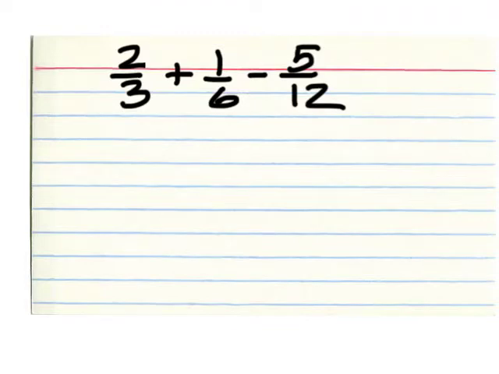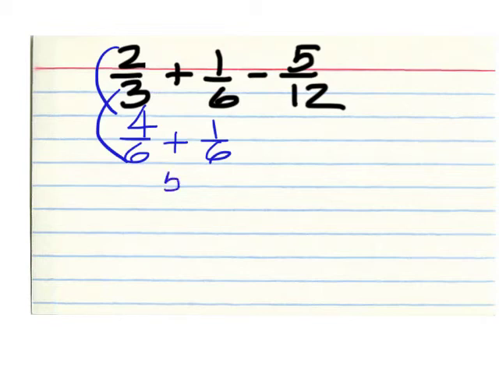Practice 2 solution. We'll start with this first, the plus, in order from left to right. So the 1 over 6 doesn't have to change, but the 2 over 3 does. So you're multiplying by 2, that's where we get the 4. And you can make that 4 over 6 plus 1 over 6 would be 5 over 6.